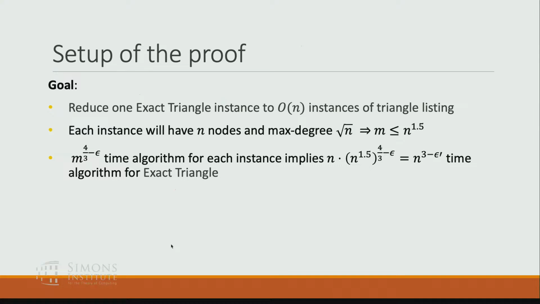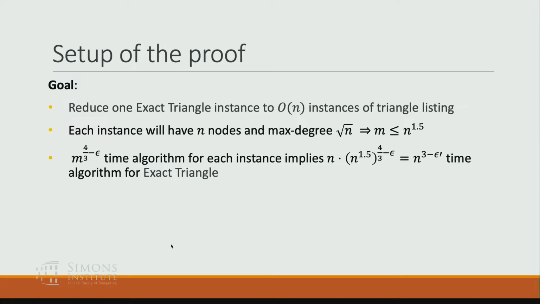And recall that the goal is to show that listing m triangles in a graph is hard. And the overall strategy of the proof is the following. We'll reduce one exact triangle instance to O(n) instances of triangle listing. And in each of these instances, we will have n nodes, and the max degree of each of the instances will be square root n. So the number of edges in each instance will be close to n^1.5.